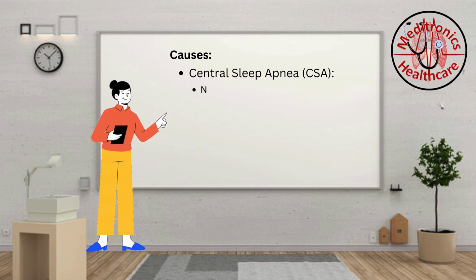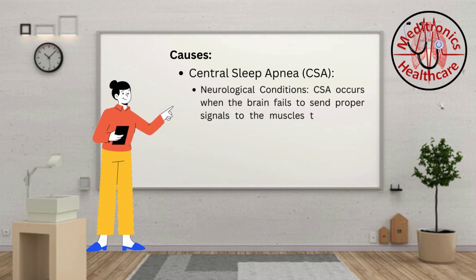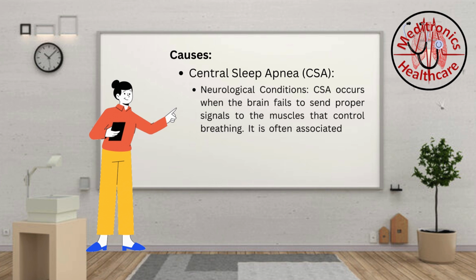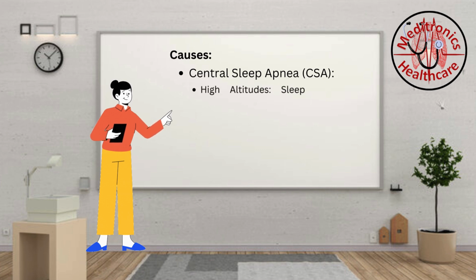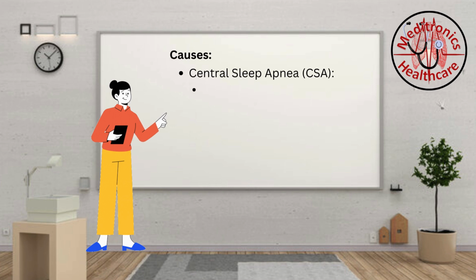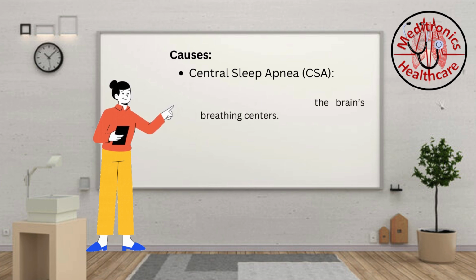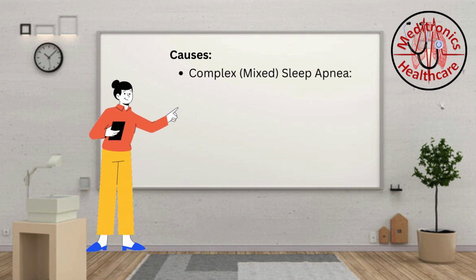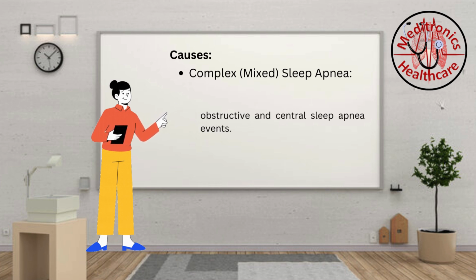Central sleep apnea. Neurological conditions. CSA occurs when the brain fails to send proper signals to the muscles that control breathing. It is often associated with conditions like heart failure, stroke, brain injury, or neurodegenerative diseases. High altitudes. Sleeping at high altitudes can cause CSA due to lower oxygen levels. Opioid use. Long-term use of opioid medications can affect the brain's breathing centers. Complex, mixed sleep apnea. Combination of OSA and CSA. This type occurs when someone has both obstructive and central sleep apnea events.